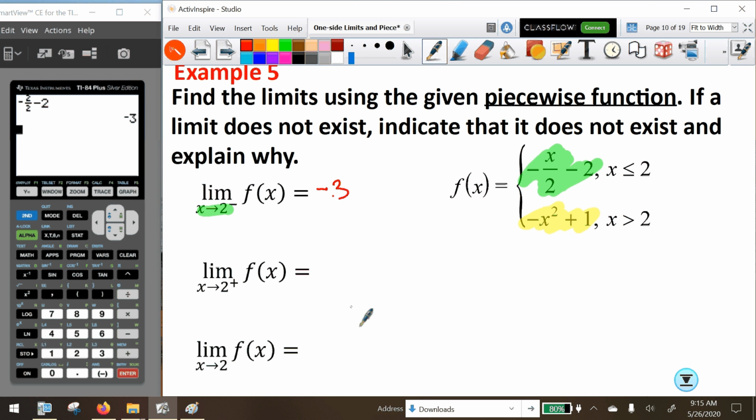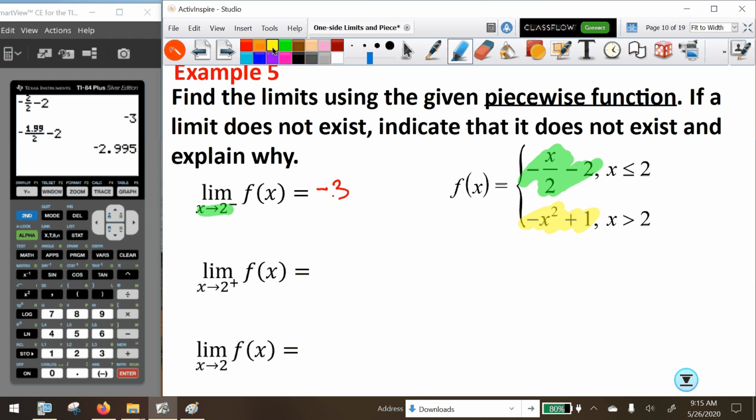Now, we're going to evaluate the function when x approaches 2 from the right side now. Actually, from the left side, I just want to verify. Sometimes I like to approach it like 1.99, just get a little bit less than it. Yeah, it definitely approaches negative 3. All right, so now let's approach 2 from the right side.